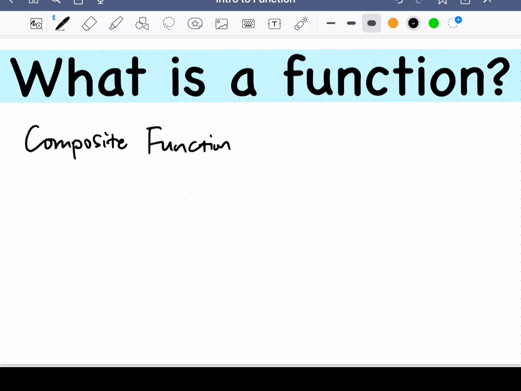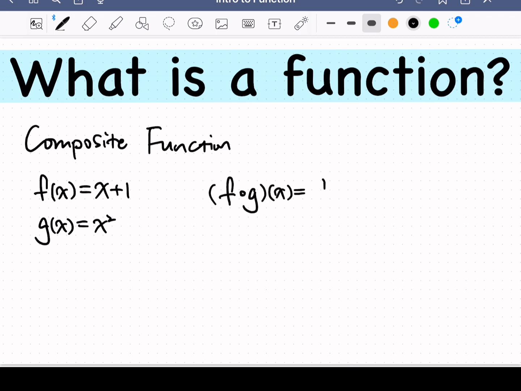Now let's talk about composite functions. A composite function just means that you combine multiple functions together, so there are multiple rounds of input and output. Let's say f(x) is equal to x plus 1 and g(x) is equal to x squared. Then you can combine them to form a composite function. We can write it as f of g of x.